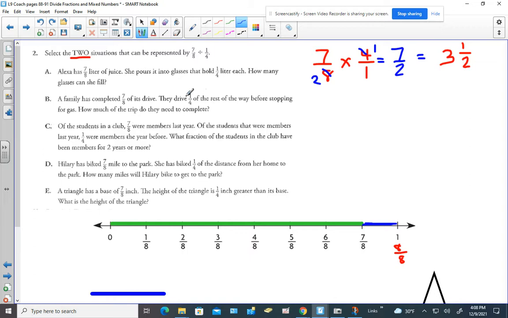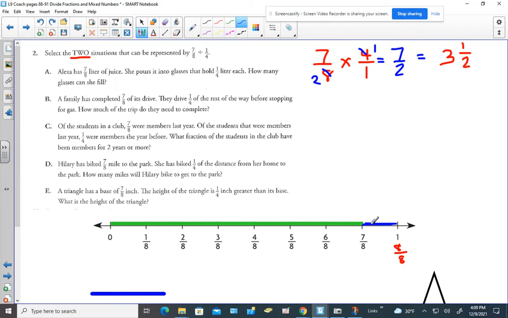Now it's saying they drove 1/4 of the rest of the way before stopping for gas. Is there any way we're going to be talking about breaking this blue piece up into groups of 1/4? Does that look at all like what we're talking about here? Probably not, because they want to know how much of the trip they need to complete. So they're talking about this little piece over here and 1/4 of it. So that's going to be a no.